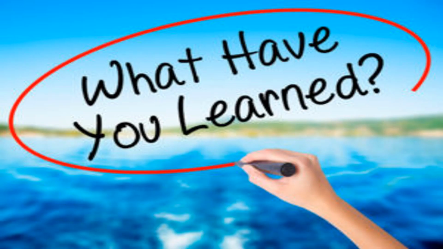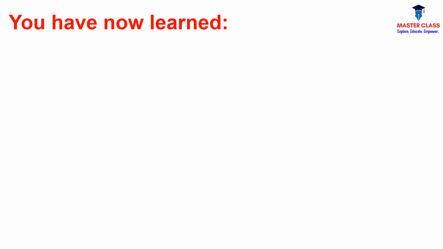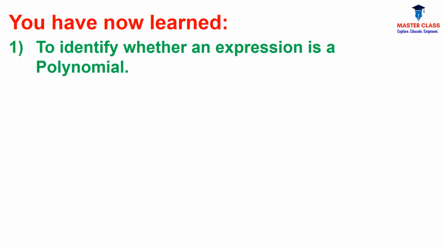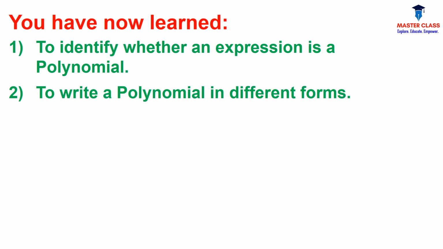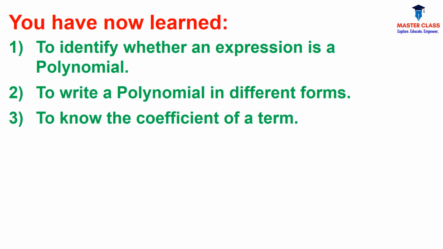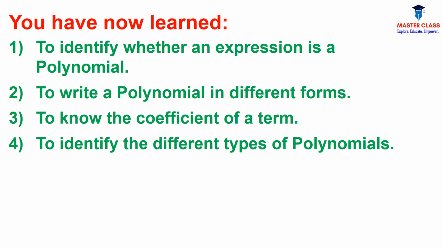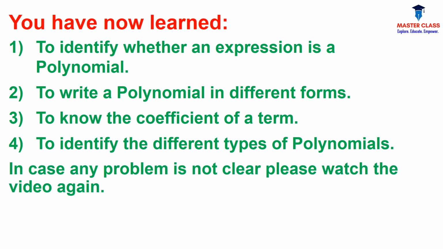We have now come to the end of the lesson in which we have learned how to solve some typical problems related to polynomials. Time for a quick recap of what you have learned so far. To identify whether an expression is a polynomial, to write a polynomial in different forms, to know the coefficient of a term, to identify different types of polynomials. In case any problem is not clear, please watch the video again.